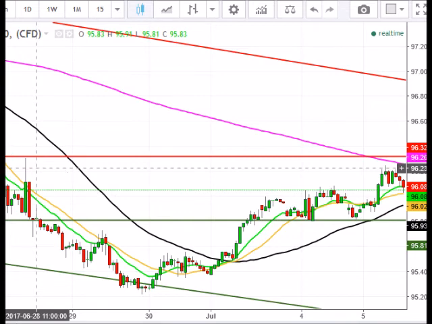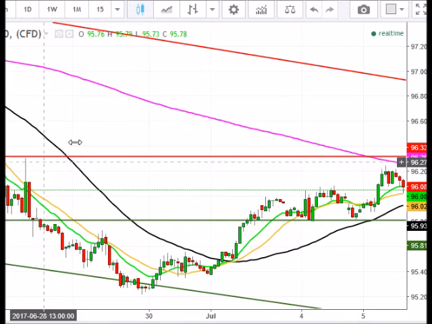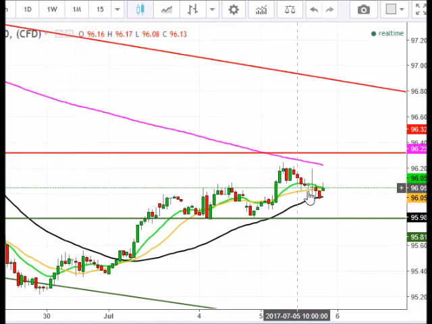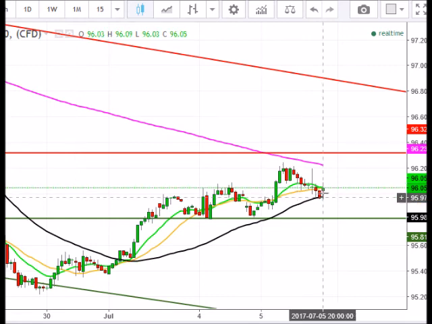But again, it just looks like the U.S. dollar wants to consolidate, find a little bit of a bottom, and we'll have to see what happens. But again, watch your 50 period simple moving average and watch your 200.